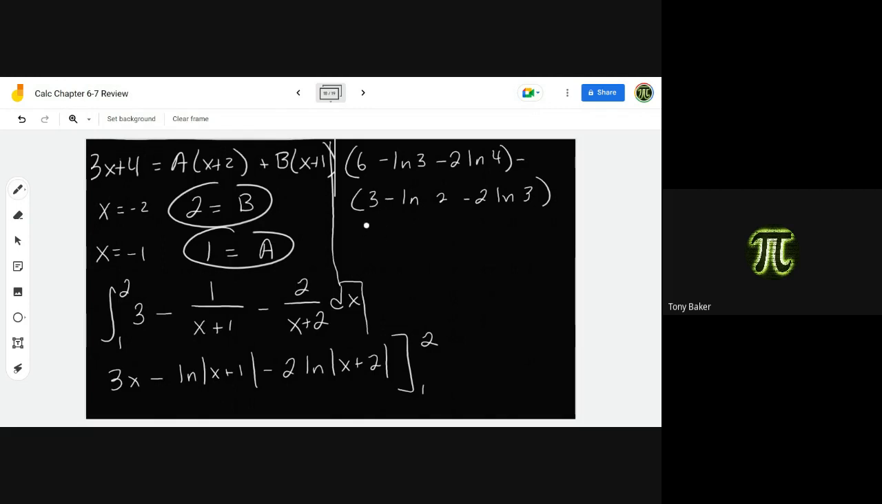So I've got 6 minus 3 is 3 minus ln of 2 plus ln of 3 minus 2 ln of 4. And yes, you can simplify that down a little bit more by using the log rules to put them all together.